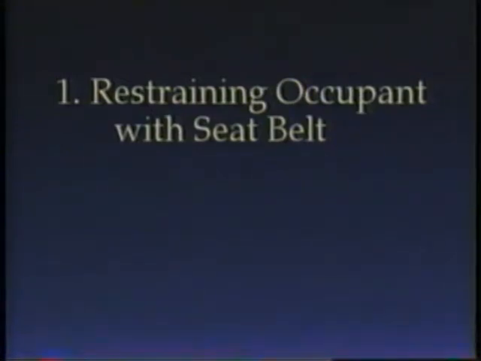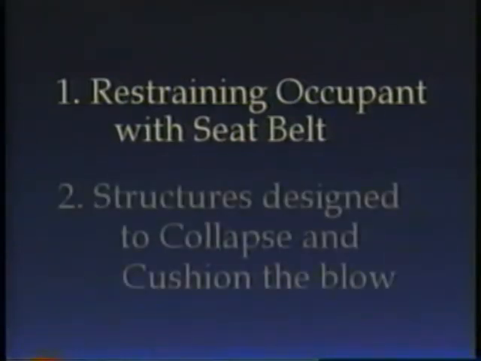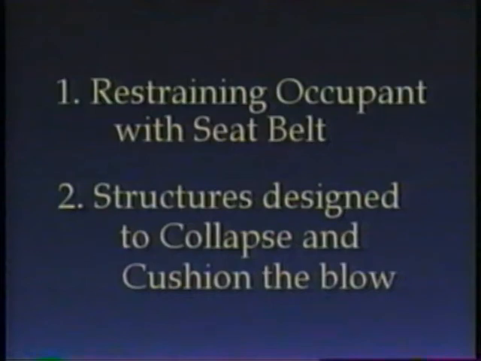Good passive safety systems are designed to ensure that only tolerable loads are applied to the occupant's body during a crash. This is done first by restraining the occupant within the passenger compartment with a seatbelt or other device in order to reduce the chance of making contact with the interior parts of the car. When contact cannot be avoided, the structures, which are likely to be hit by the occupants, must be designed to collapse and cushion the blow.